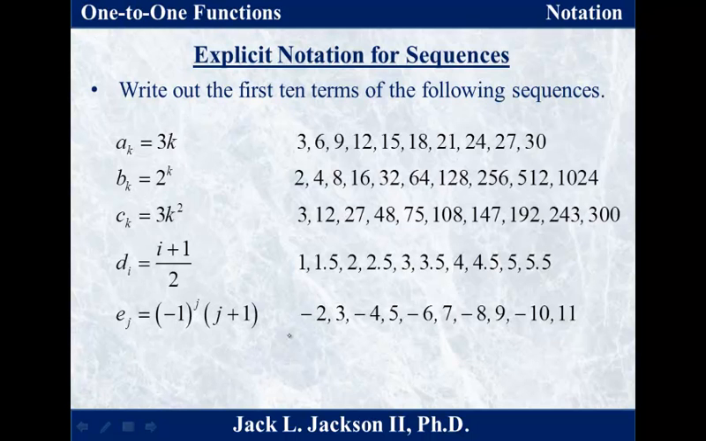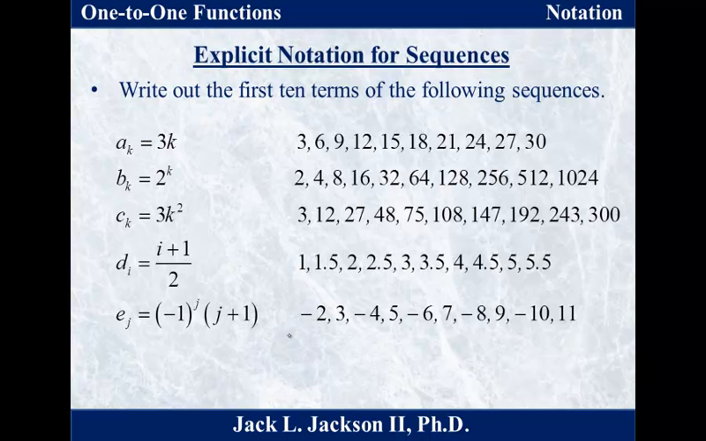Well, so let's see. If a sub k is 3 times k, 3 times 1 is 3, 3 times 2 is 6, 3 times 3 is 9, 3 times 4 is 12, 3 times 5 is 15, 3 times 6 is 18, and so forth, all the way up to 3 times 10, which is 30. Of course, this actually goes on forever if it's an infinite sequence, but I said just list the first 10 terms of it. Or if this was a finite sequence and it only had 10 terms, this might be the whole thing.